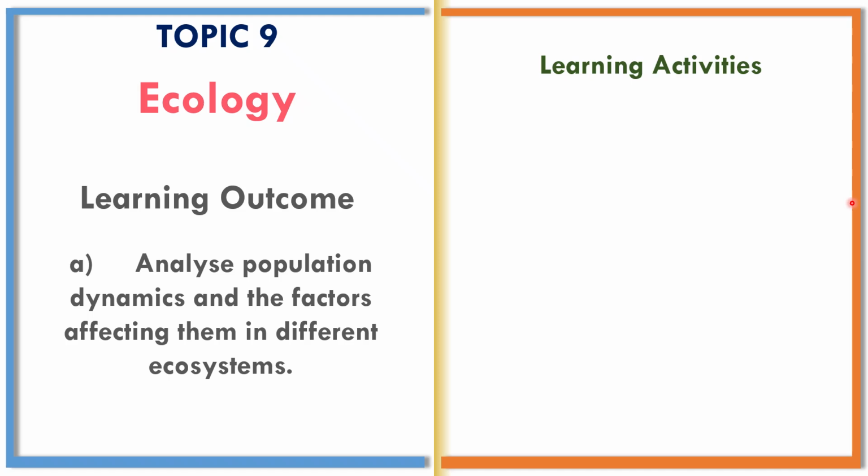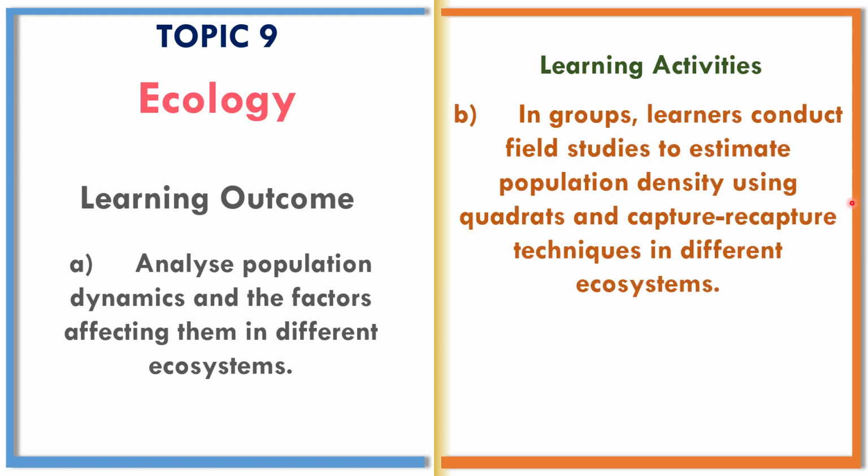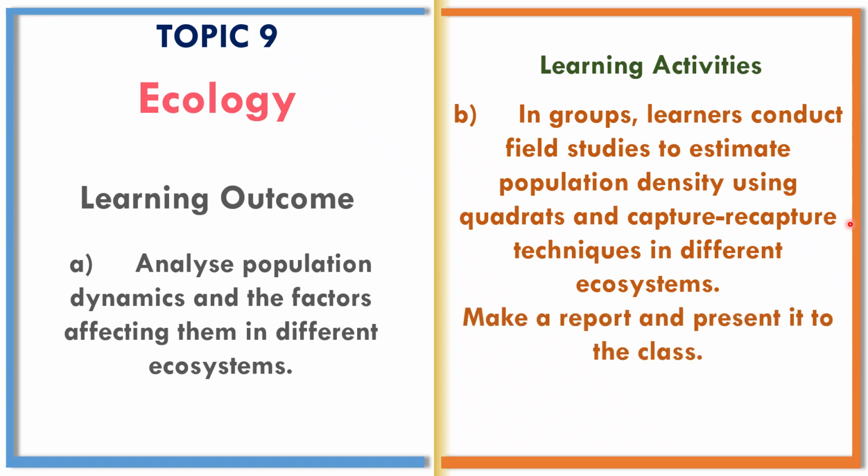We are going to look at Learning Activity B. In groups, a learner conducts field studies to estimate population density using quadrants and capture-recapture techniques in different ecosystems. Make a report and present it to the class.